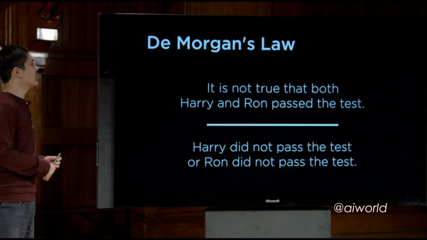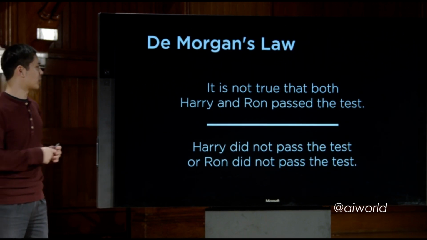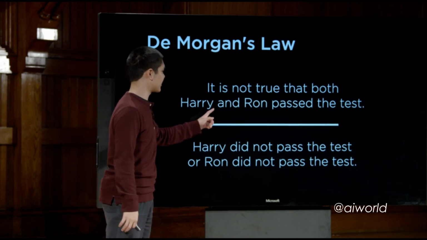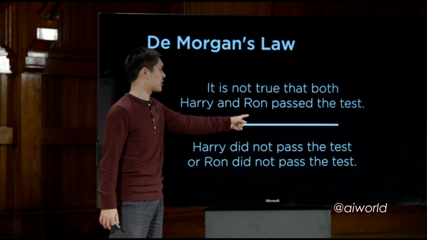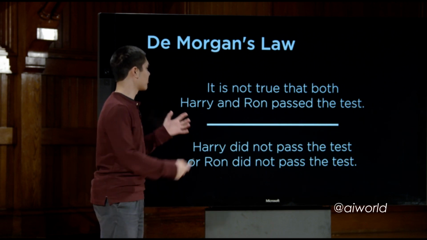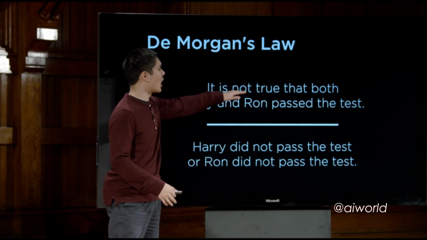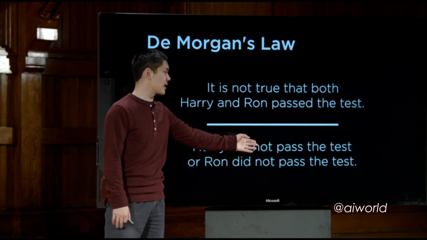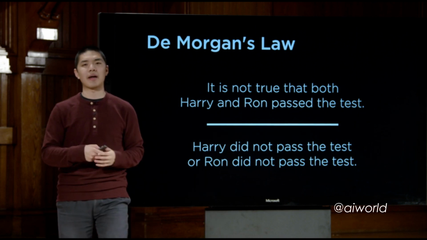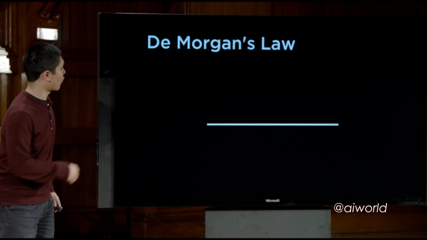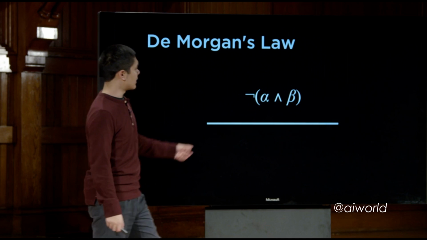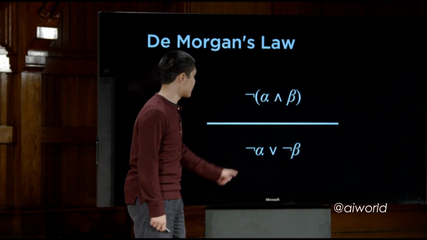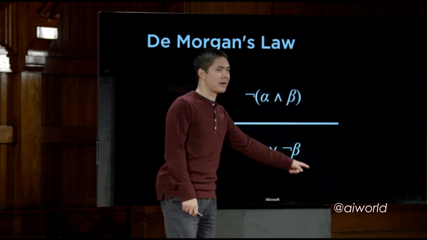And this type of law is one of De Morgan's laws, quite famous in logic, where the idea is that we can turn an and into an or. We can take this and, that both Harry and Ron passed the test, and turn it into an or by moving the nots around. So if it is not true that Harry and Ron passed the test, then either Harry did not pass the test or Ron did not pass the test either. And the way we frame that more formally using logic is to say this. If it is not true that alpha and beta, then either not alpha or not beta.